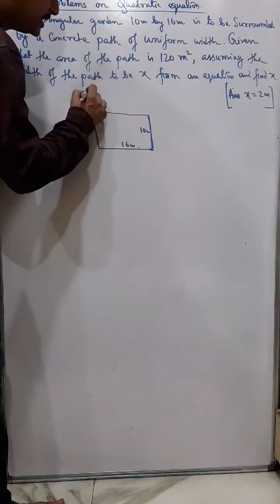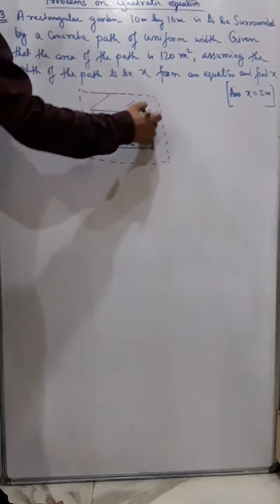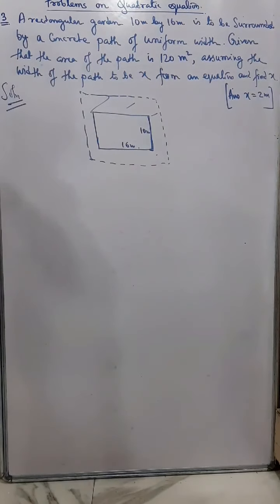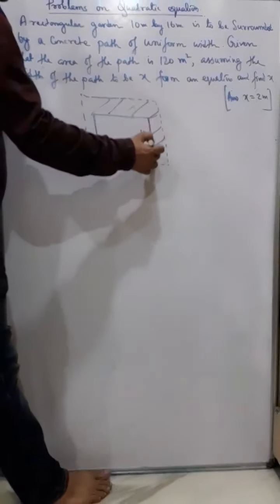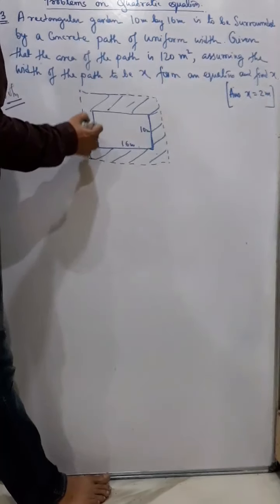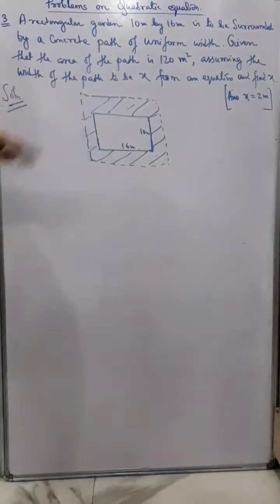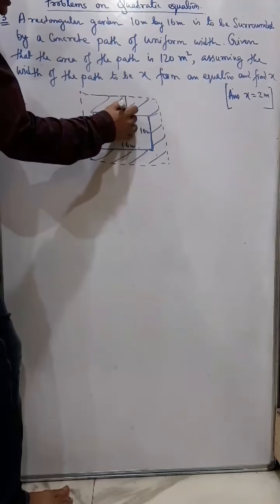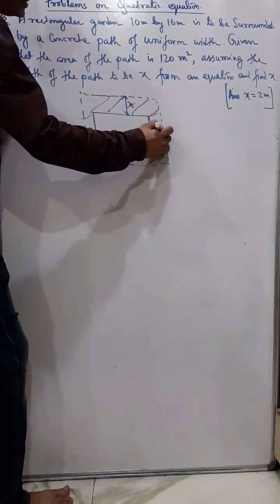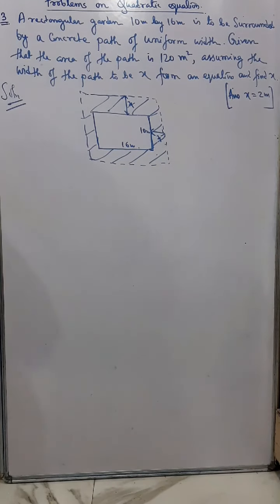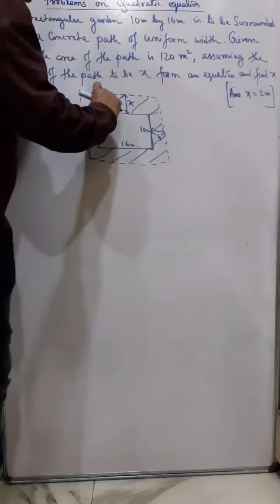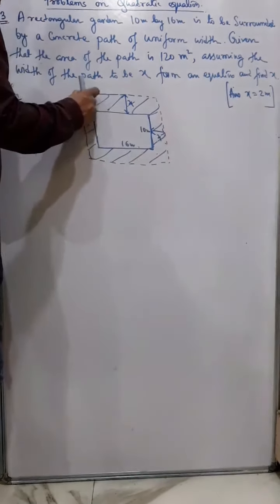That means from outside like this, it will be surrounded. So this is the path, and the area of the path is given as 120. That means the area of the shaded path is 120, and you have to find the value of x, taking the width of the path as x. So this path area is 120.